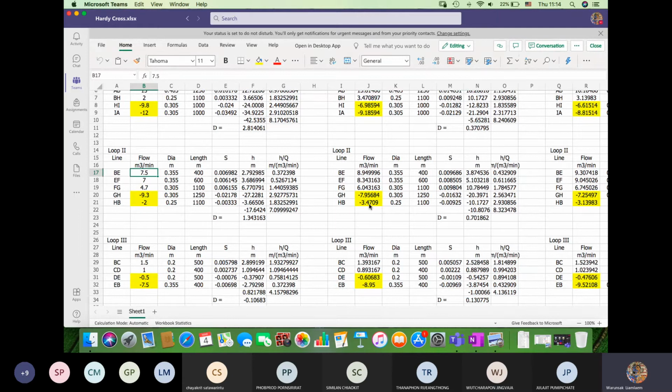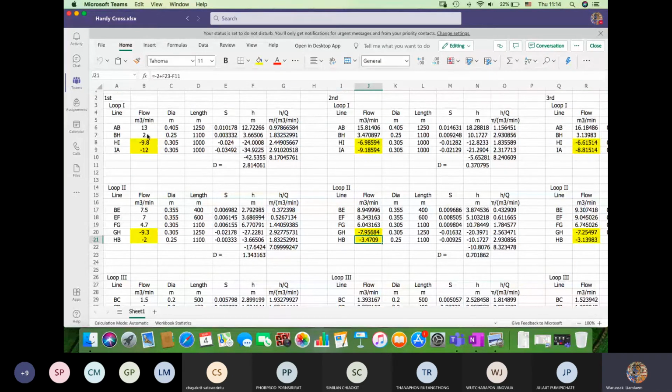7.5, and here for the common pipe HB, the first trial, I have taken 2, this one is -2. Then for the second loop, I would take 2 combined with this one and minus this one, so finally this is what we get, 3.5.